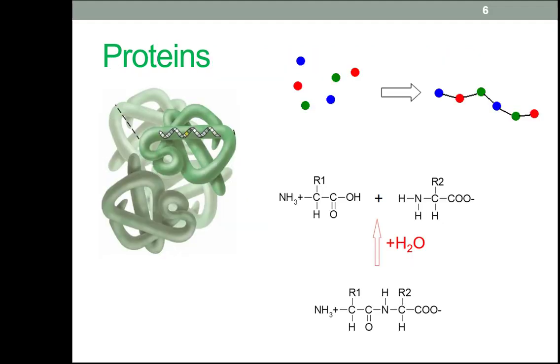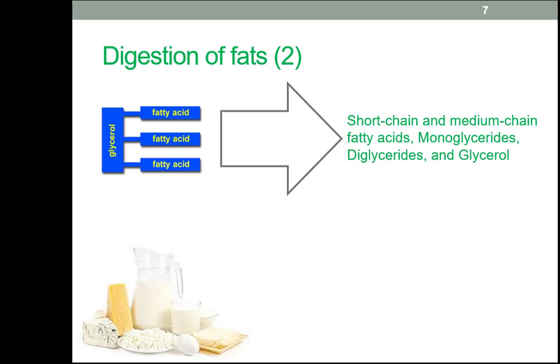Proteins are digested by hydrolysis of their peptide bonds, ultimately leading to individual amino acids, but initially the smaller amino acid chains called peptides. The first stages of digestion of simple lipids involve the breakdown of the triglyceride into various fragments and ultimately glycerol and the individual fatty acids.